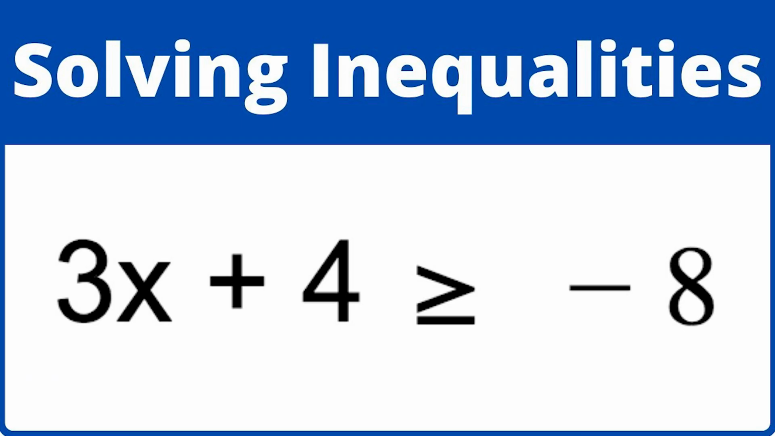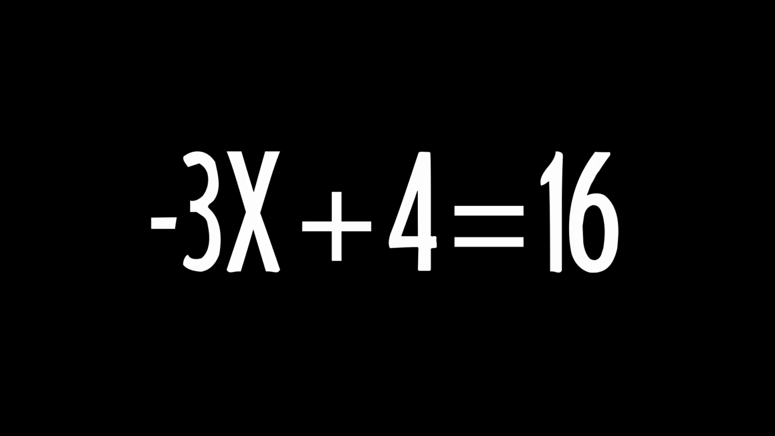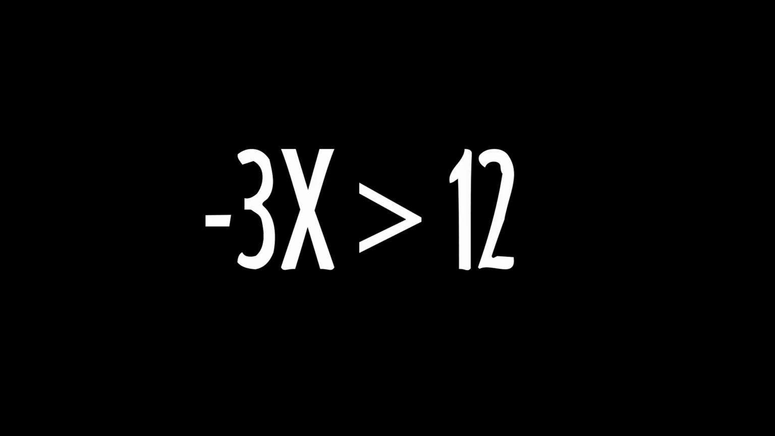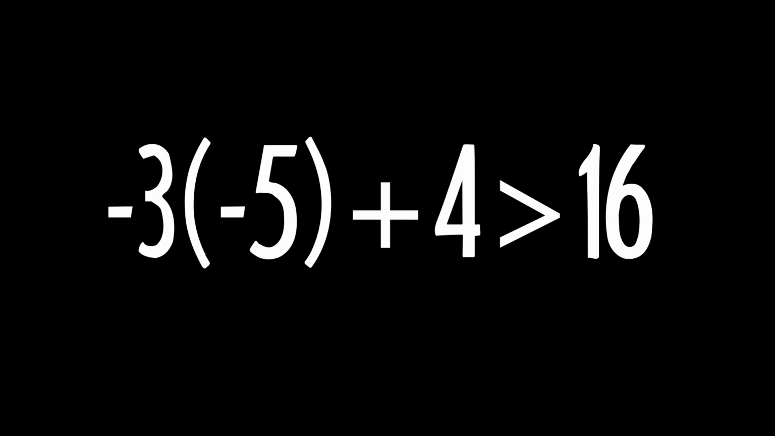They would be called inequalities, and they basically are the same thing. Let's take that same equation and turn it into an inequality like this. We would do the same process by subtracting 4 on both sides. Now when you multiply or divide by a negative number, the sign flips, so therefore x is less than negative 4. So if we substituted something less than negative 4, like negative 5, that would make the inequality true.